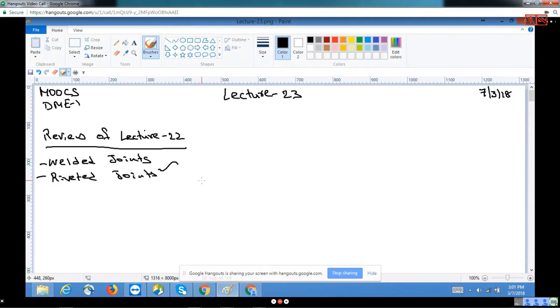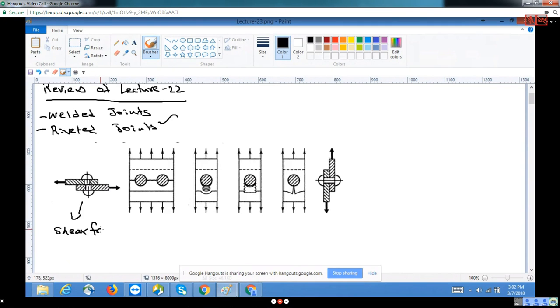We're talking about the strength of the riveted joint. So we will continue from the place where we left in the previous class. That is the strength of the type of failures of the joint, and the rivet is getting sheared at this critical location.